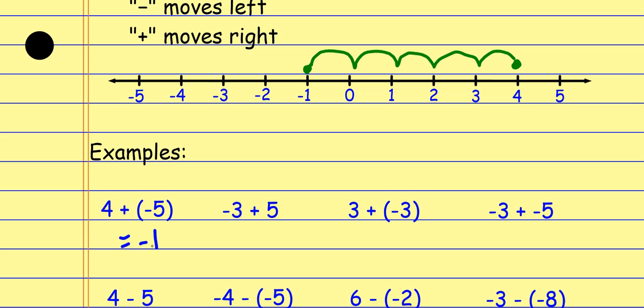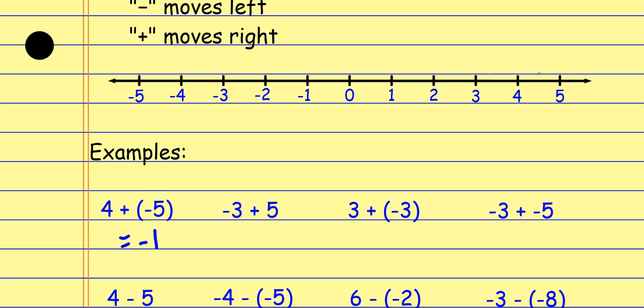I went 4 to the right and then went back 5. I went 5 to the left. Where did it drop me off? -1. Okay? That's the idea of using a number line. And again, we don't want to have to draw a number line every time, but if you can visualize that number line in your head, well, then this isn't too bad.